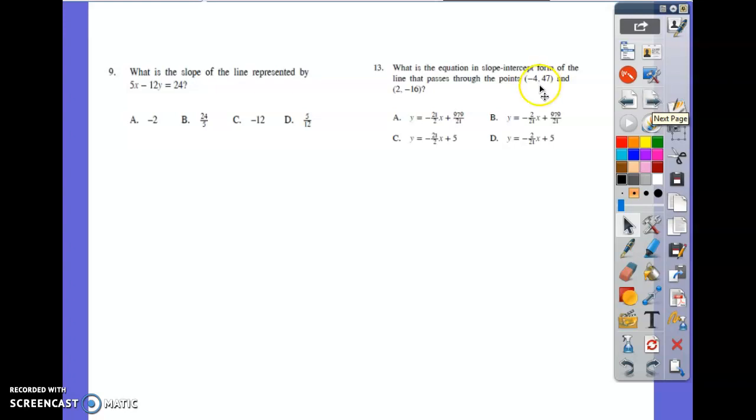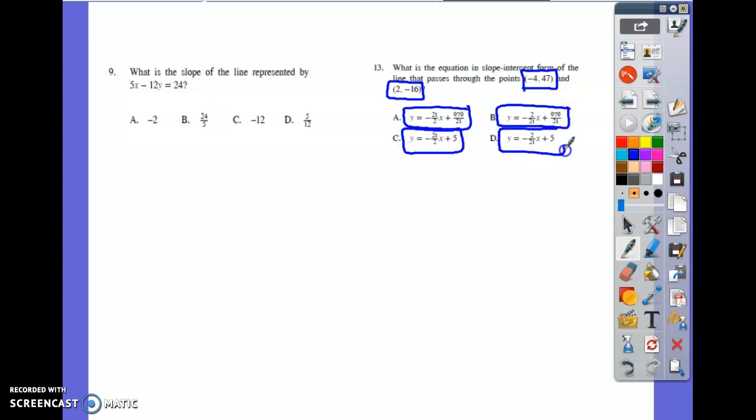I'm going to do this one first. I don't know why you guys missed this. So you type this point, you type this point, and you type all of the answer choices. All of them. And see which one goes through both points. So it's going to look something like this, right? With 2 points on the line. That's what I'm looking for.